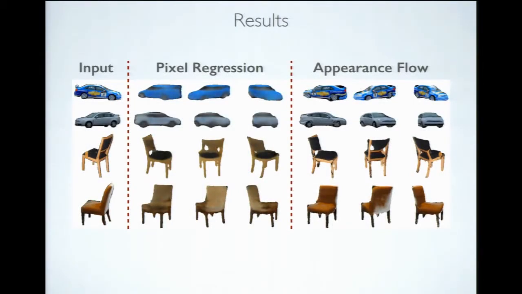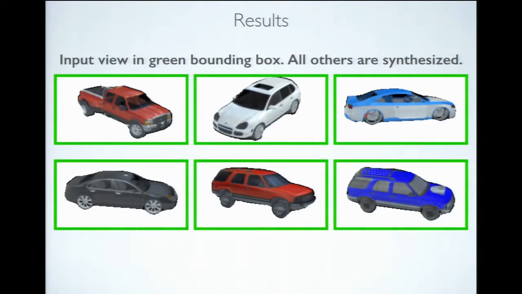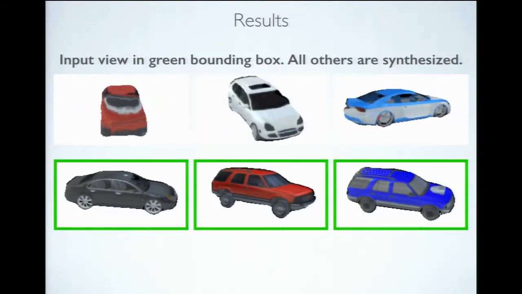As it turns out, such a simple trick leads to much better results than the direct pixel regression. For instance, in the first example on the top, the texture details on the car body have gone completely missing in the pixel regression output, while they're still preserved in our results. Here are some more results on the ShapeNet dataset.